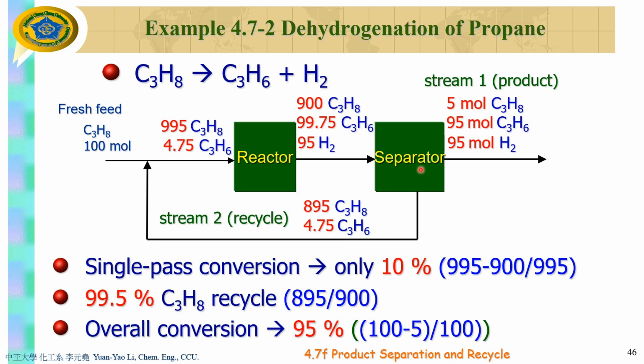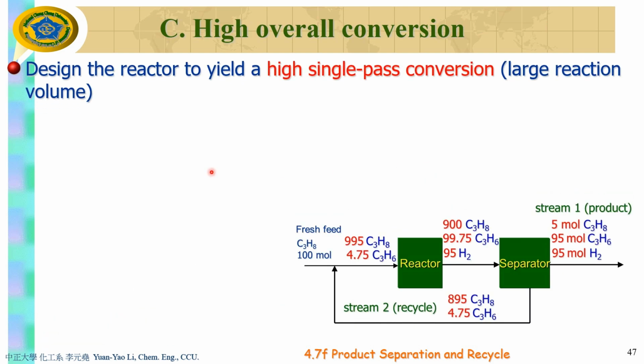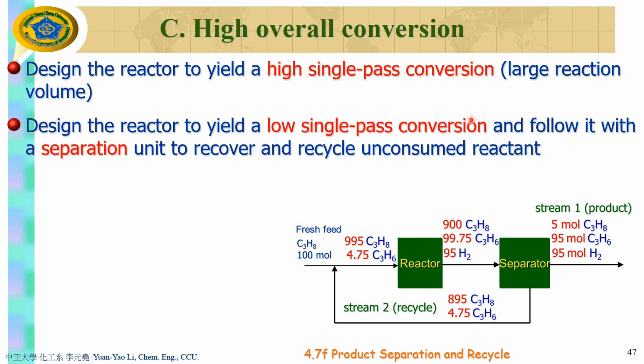Okay? So for a high overall conversion, you can design the reactor to yield a high single pass conversion. As a result, you can have a very high overall conversion. Or you design a reactor to yield a low single pass conversion and follow it with a separator unit to recover and recycle the unconsumed reactant.